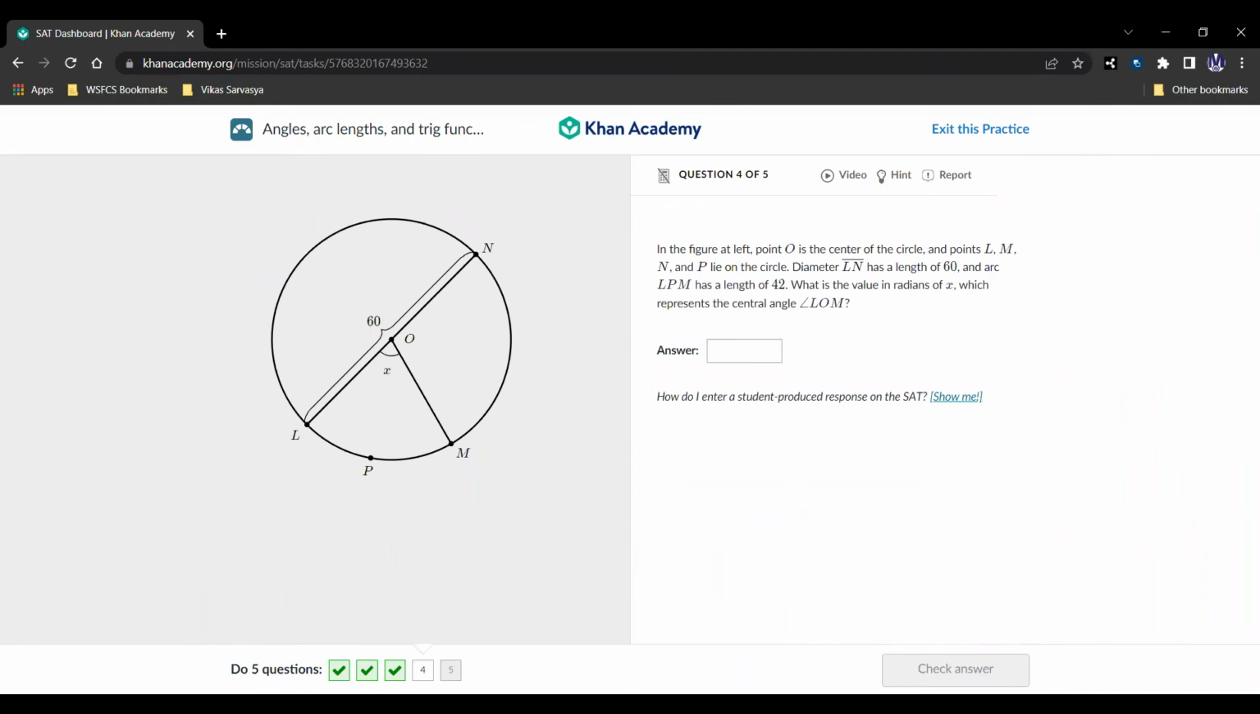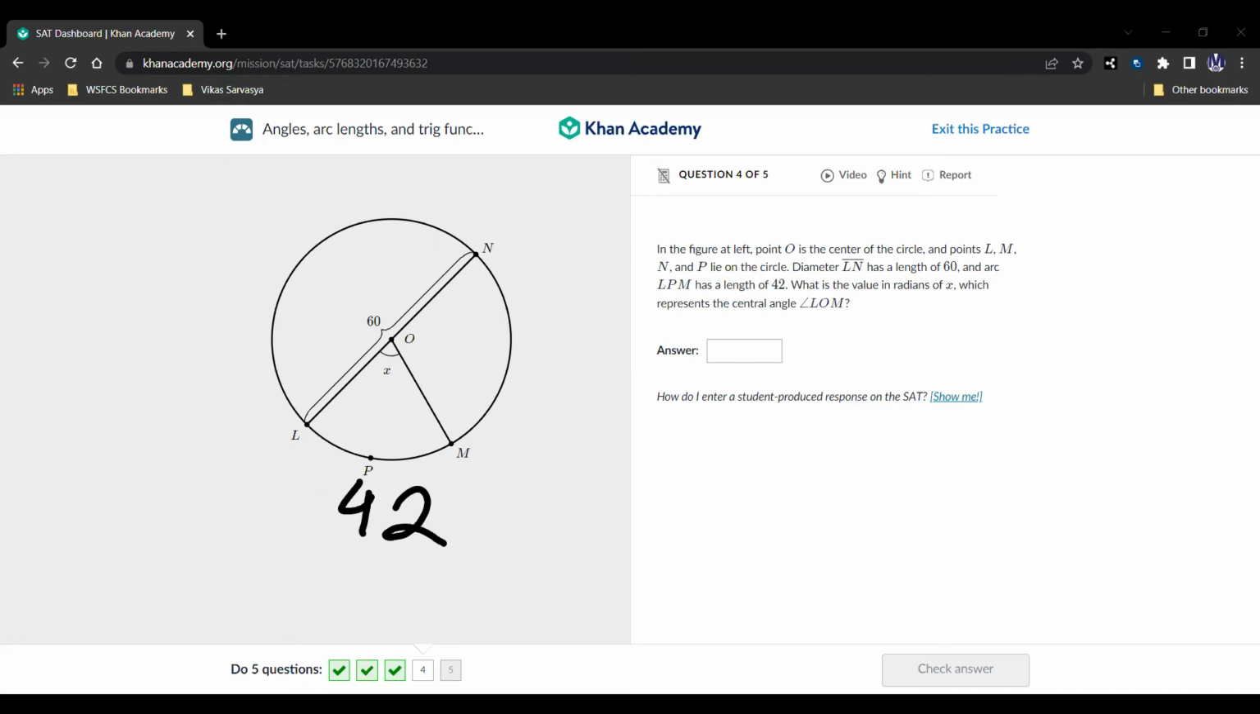Here it is. In the figure at left, point O is the center of the circle, and points L, M, N, and P lie on the circle. Diameter LN has a length of 60, and arc LPM has a length of 42. What is the value in radians of X, which represents the central angle LOM?